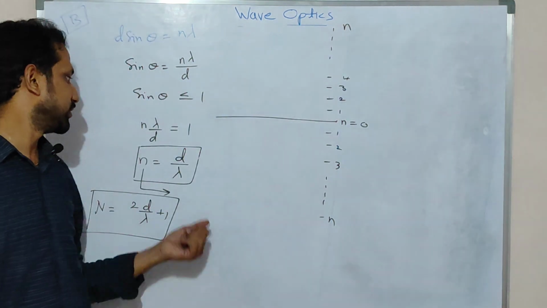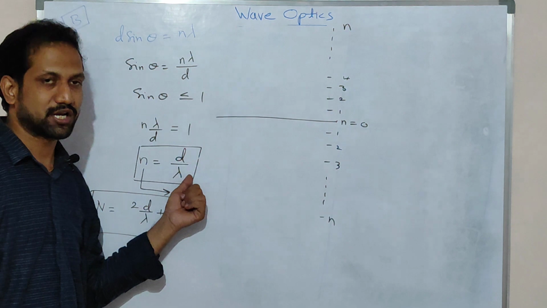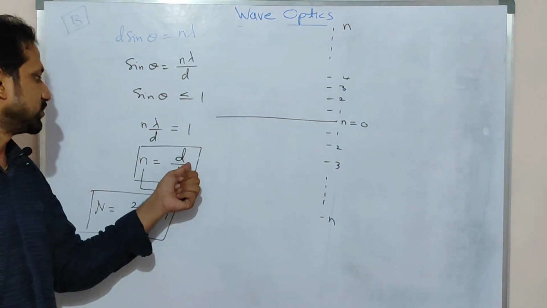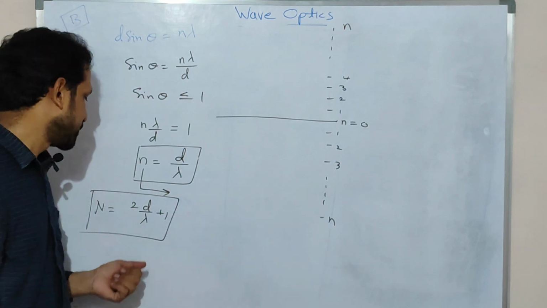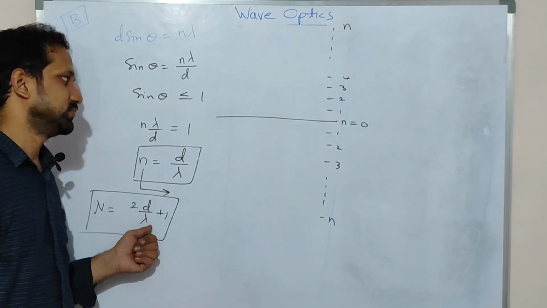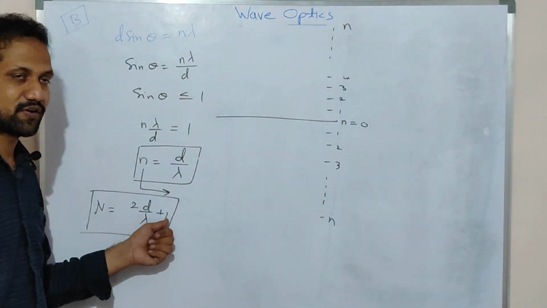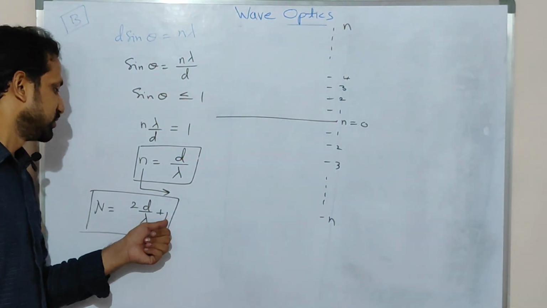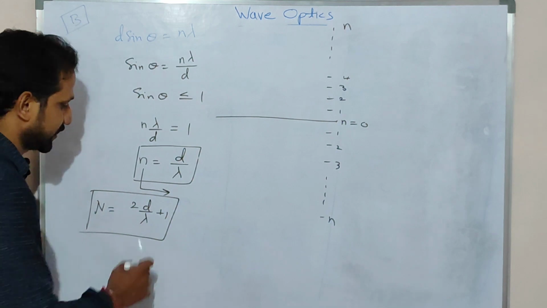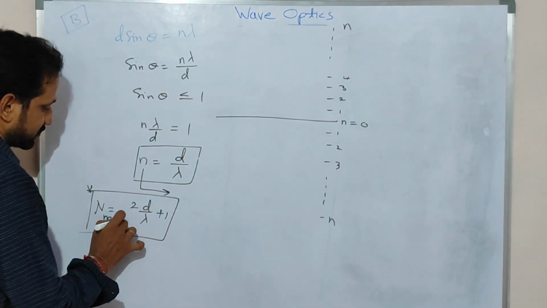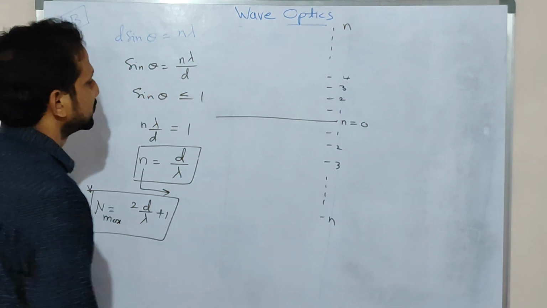Above the line there are d by lambda number of bright fringes. Below the line also d by lambda number of bright fringes. So in total 2d by lambda, but you have to include the central bright fringe also. The central bright fringe is one more, so you have to add that one. I hope you got it. This is the number of bright fringes formed, right?